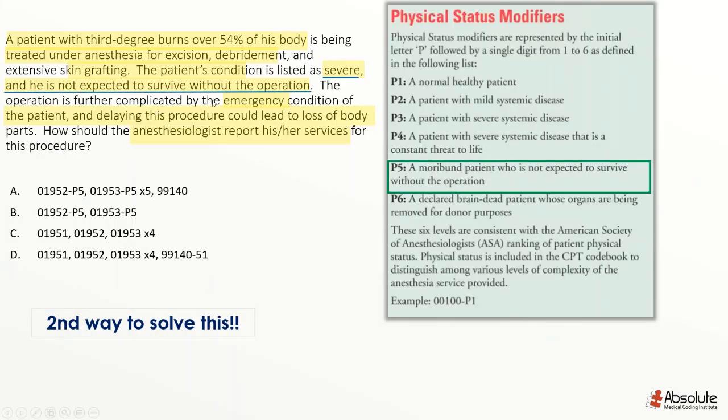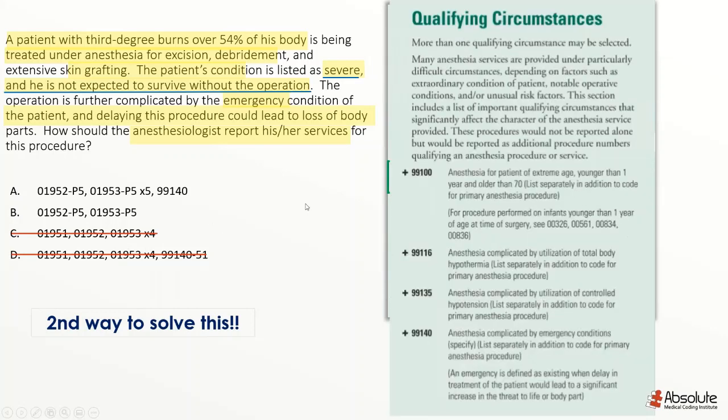So severe, not expected to survive. All right, we're not surprised about that with that P5. Remember, I told you, notice the order that it goes in. So we know we need that P5. That's not even on C and D. Okay, so now we're going to take a look over here.